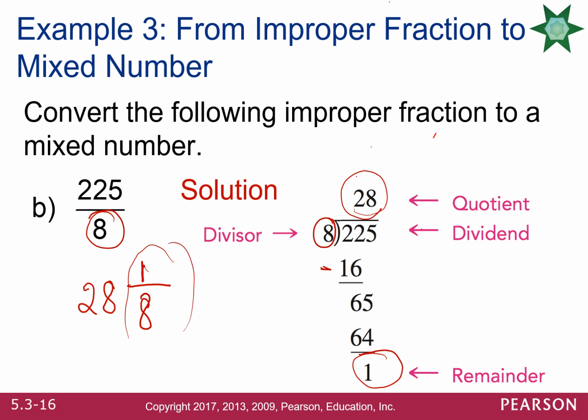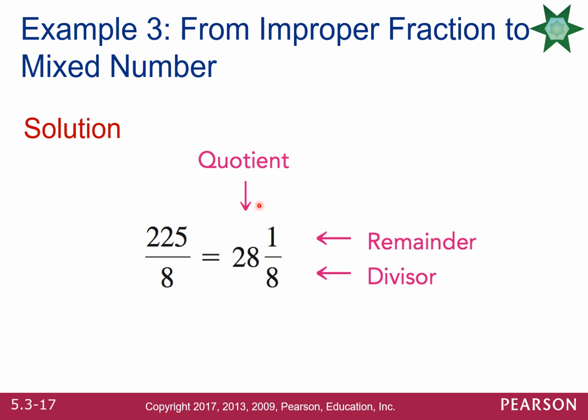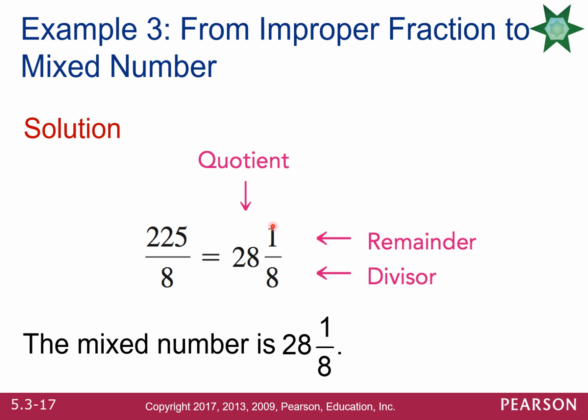All right, so let's go on to the next slide to see if they have put it together with the same answer. So here's the final answer to convert 225 over 8 to a mixed number. After we did the division in the previous slide, the quotient was 28. That becomes the integer part of the mixed number. The remainder becomes the numerator. Remainder was 1. It becomes the numerator of the fractional part. And the divisor becomes the denominator of the fractional part. And the divisor, or the denominator of the fractional part, is the same as the denominator of the improper fraction.